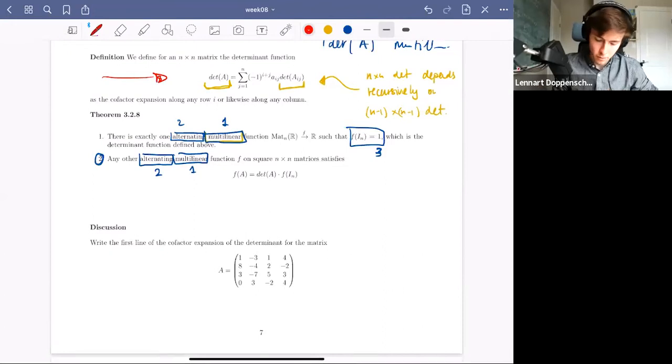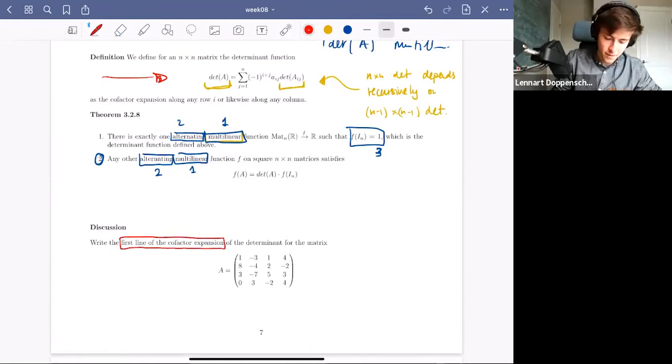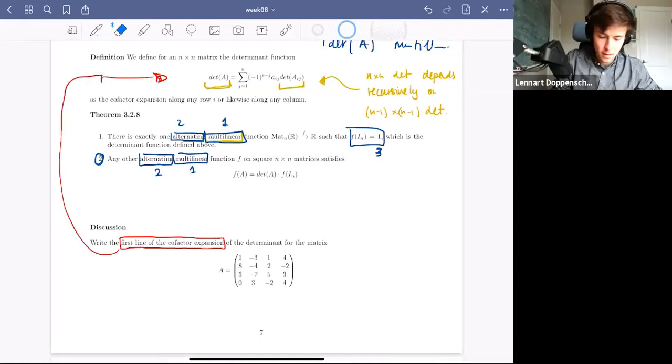I don't want you to compute the whole determinant because that would be just too long. But just write down the first line of the cofactor expansion. So basically, make sense of this, write it down explicitly, and then from there we know what to do.